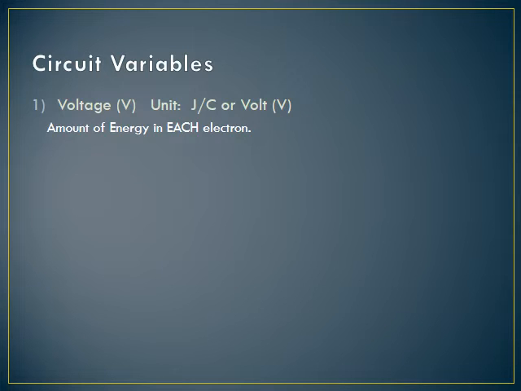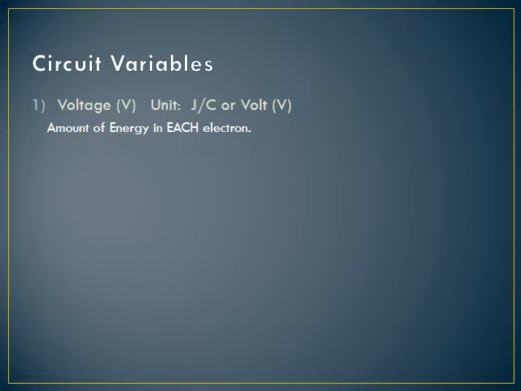So the first new variable is called voltage. The symbol for voltage is a capital V, and the units for voltage are joules per coulomb, or the volt. So a joule per coulomb is the same as a volt, which means that the units are actually the same as the symbol, which is kind of unique in all physics variables. This is something we haven't really seen before, but it makes our life really easy.